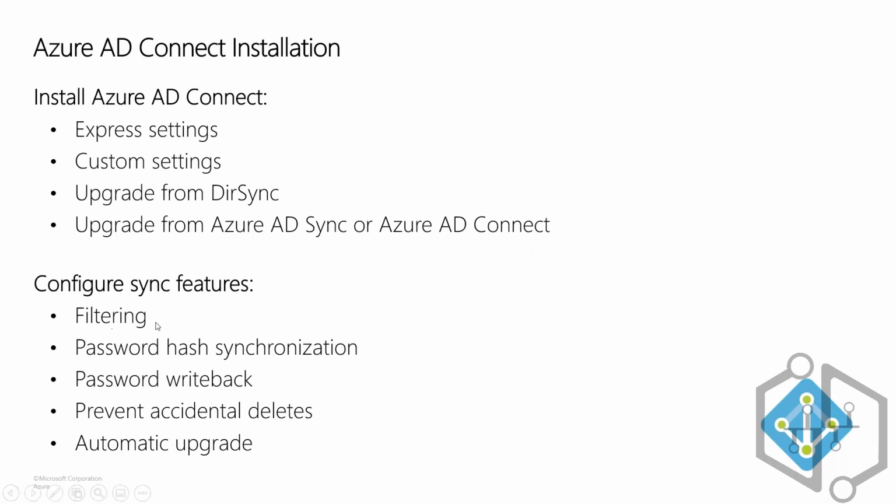If you look at the features, some of the features I have already mentioned, that is filtering, password hash synchronization, and password writeback. These are a set of changes that one can select over here when you are going for the custom settings. Now this will help you prevent any kind of accidental deletes. How will that happen? Because you have a SQL database where all this information is getting stored: which information is getting written to Azure Active Directory, and what are the steps that we have within our local environment.